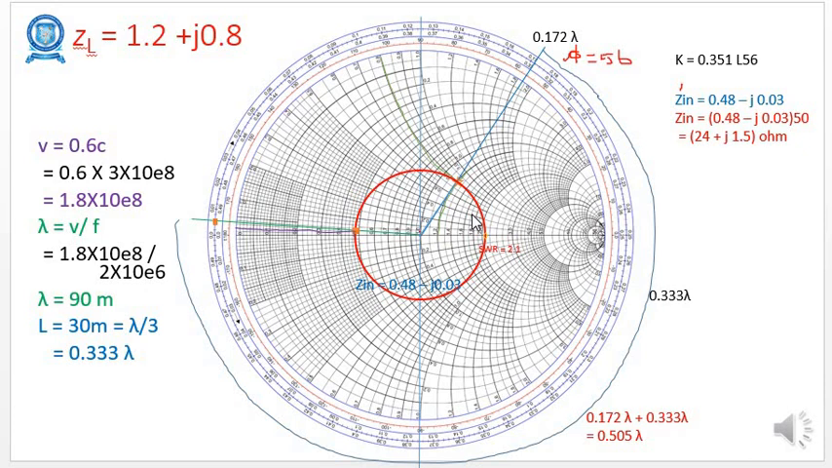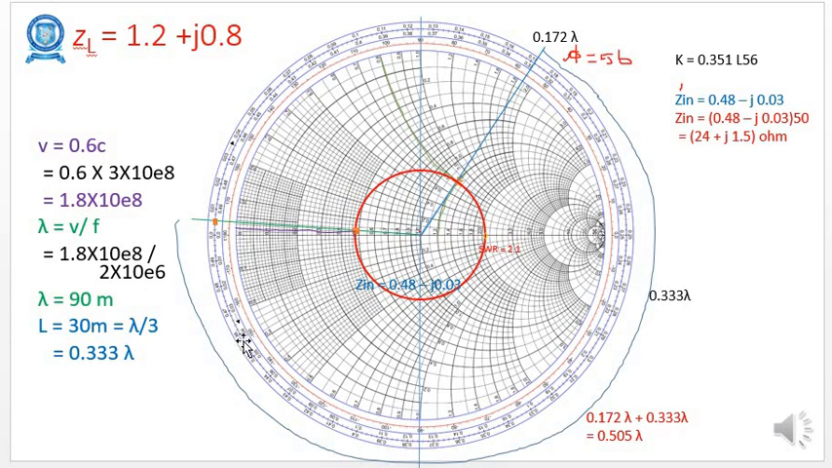Then draw a circle by keeping 1 on the horizontal line as the center and the distance to this normalized load impedance as the radius. In the circle, the right hand side value represents the standing wave ratio of the transmission line. Next, project a line from the origin of the circle through the normalized load impedance up to the outer circle of the Smith chart. In the outer circle, the length is represented by 0.172 lambda.